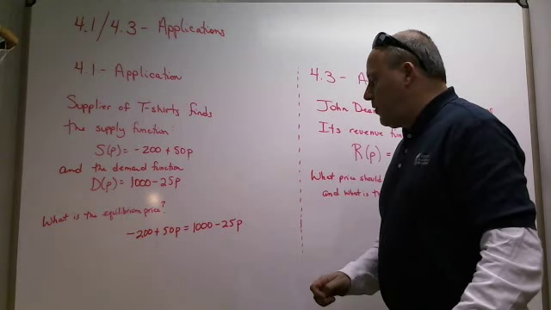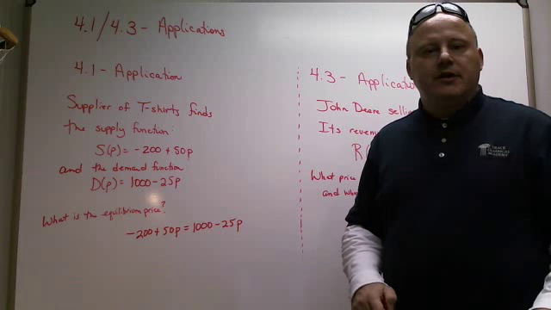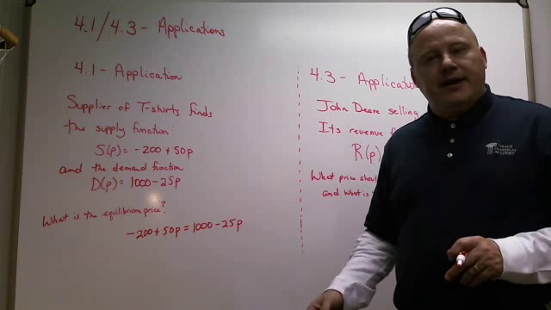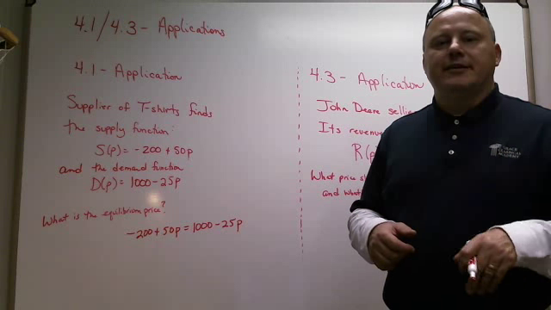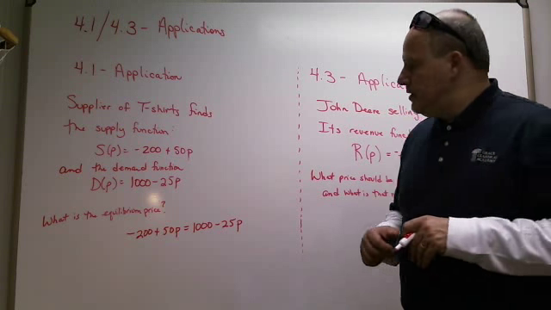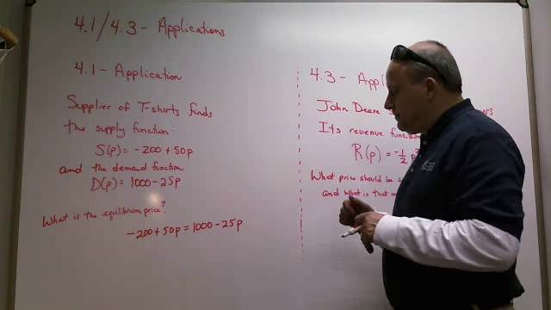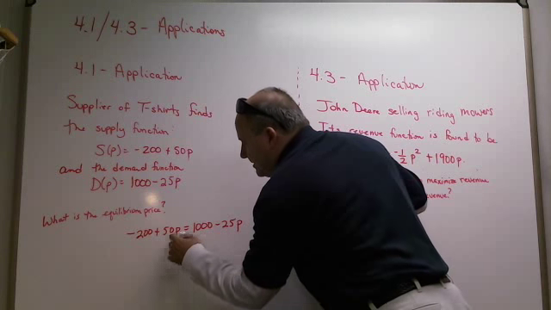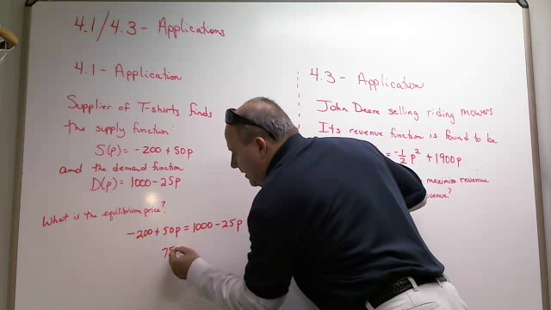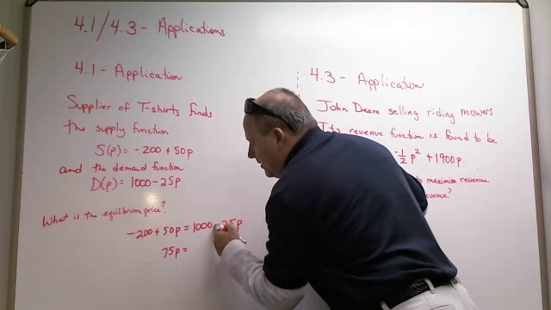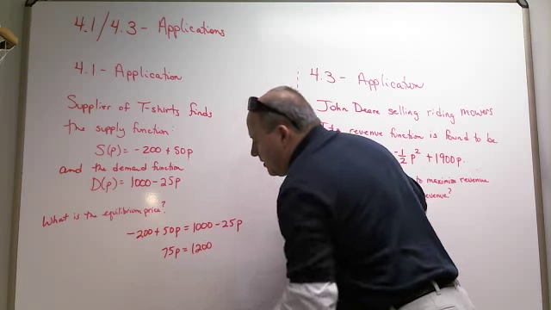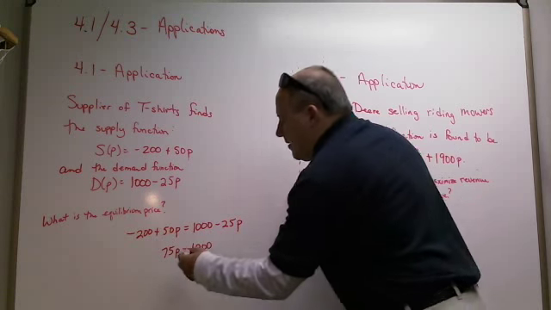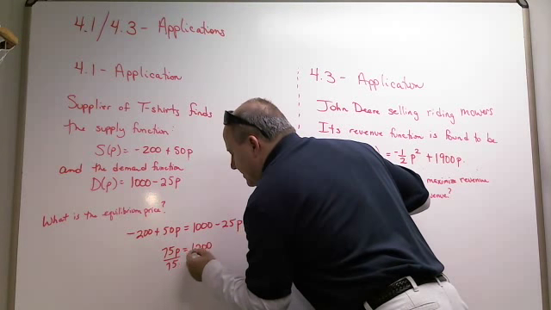If you solve that equation for p, that will tell you what the price needs to be set at. At that point, the supply and the demand will be exactly the same, and that's equilibrium. So add 25p to this side, and that's 75p. And add 200 to this side, and that is 1,200. Then you divide both sides by 75.